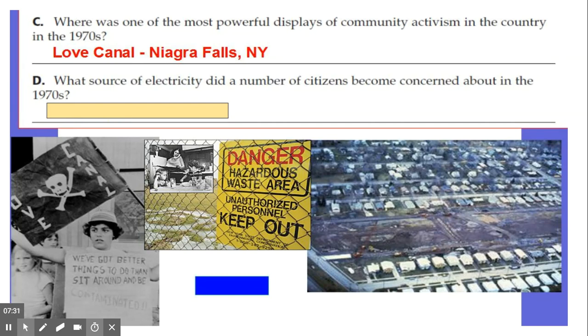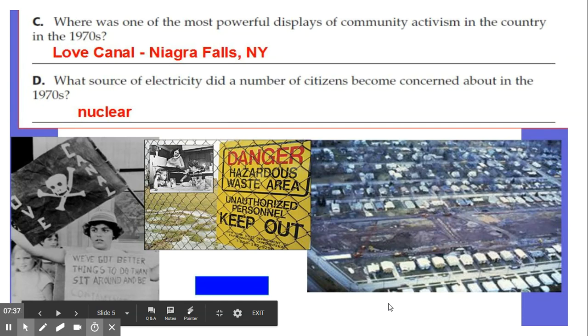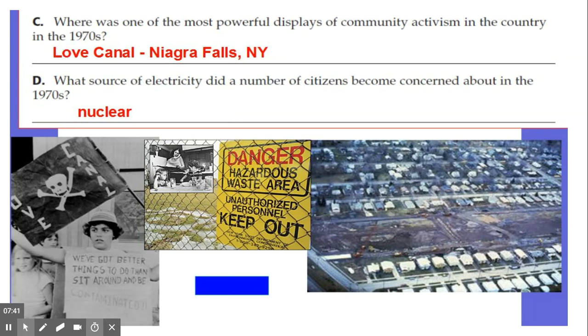Letter D, what source of electricity did a number of citizens become concerned about in the 1970s? That was nuclear energy. Nuclear energy had once been touted as the clean alternative to things like coal. And throughout the nation, many power plants were built. In Nebraska, we have had 3 nuclear power facilities in our history, one located south of Lincoln for a very short period of time.